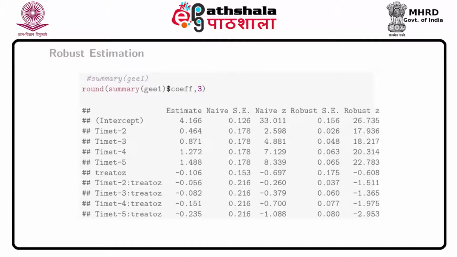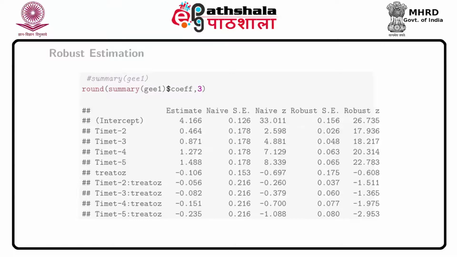Now let's see what the coefficients are. If we write summary(gee1)$coef, comma 3, basically what we have done is taken the summary of gee1 coefficients and rounded them to 3 decimal places so that it fits in the window. We get the estimates, and the summary of gee1 doesn't produce the p-values, but we have the naive standard errors as well as the robust standard errors.